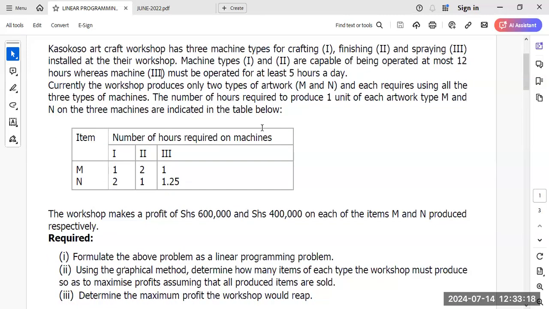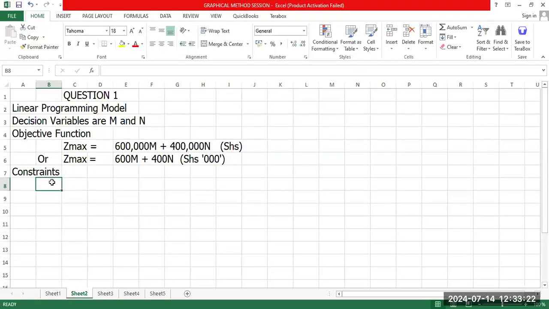So we have three constraints. Machine 1, then machine 2, and machine 3.